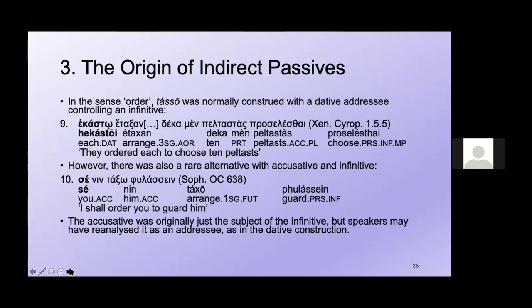However, there was a rare alternative to this construction with accusative and infinitive, as in this example, sen in taxo philasen, I shall order you to guard him. Originally, the accusative was just the subject of the infinitive, and it would have meant I shall order that you guard him, but speakers may have reanalyzed this as an addressee, as in the dative construction. And so when we see arguments becoming the subject of passive constructions, they were originally just passivized subjects of infinitives, but once they were reanalyzed as passivized addressees, this could extend to the dative construction as well.